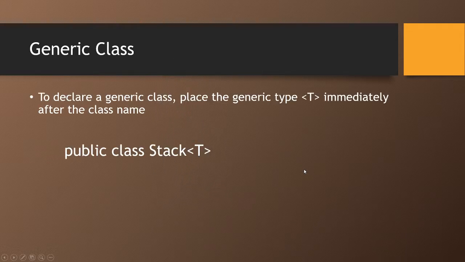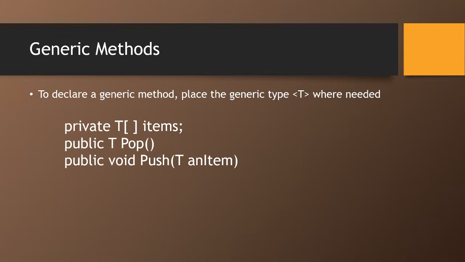So LIFO. Say we want to create a class that does the processing for a stack, and we want this stack to be able to handle many different data types. What we could do is when we define the class, we could place the generic type immediately after the class name. When we're working with a method, we could place that uppercase T any place that we liked, and wherever it was, the data type replacement would occur for us automatically.